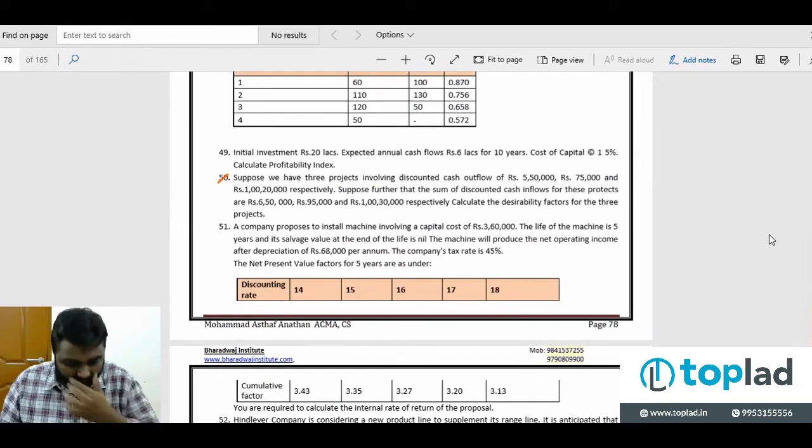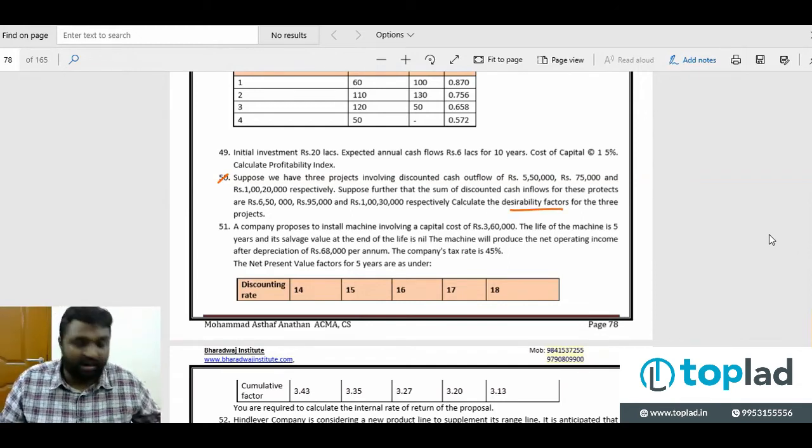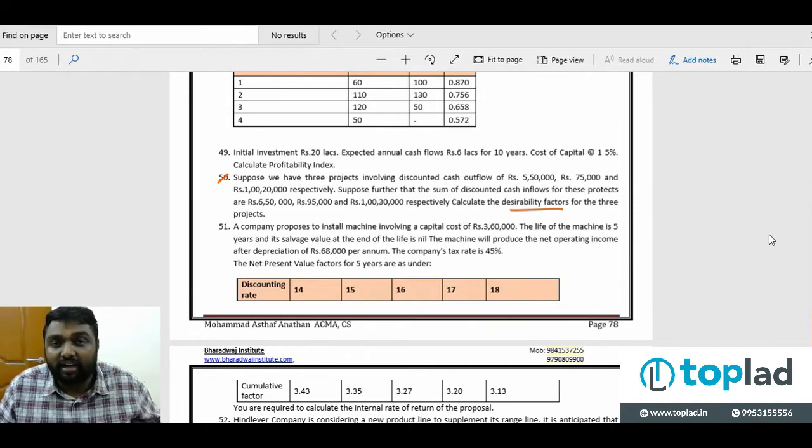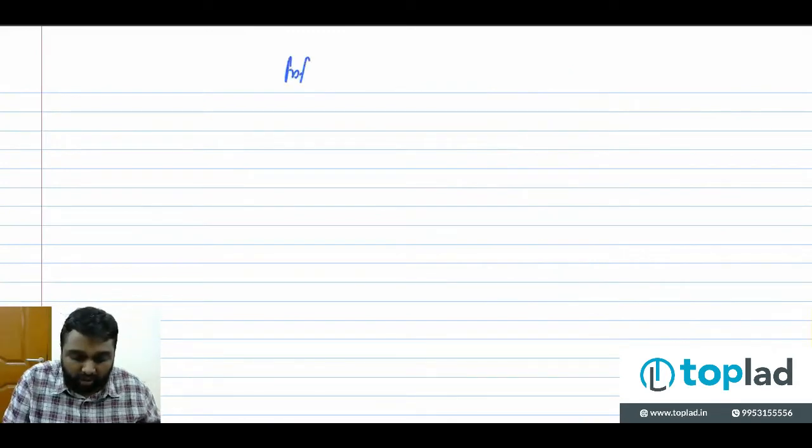Question number 50. Suppose we have 3 projects involving discounted cash outflows of 5 lakh 50,000, 75,000, 1 lakh 20,000. Suppose further that the discounted cash inflows are given. So both cash inflow and cash outflow are given. Calculate the desirability factor. Desirability factor is another name for what? Profitability index.